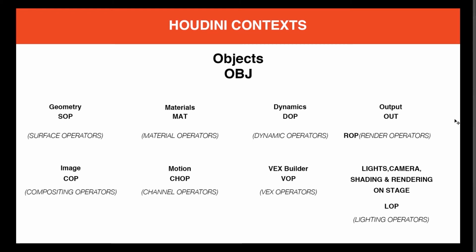In the same manner we'll be using the MAT context. Whenever we are creating any material for any object or for any geometry, we'll be getting into the MAT context, and for dynamics we'll be using the DOP network. Within the DOP network we'll be using different types of operators which create dynamic simulations, and they come within this category. At the end, when we are going to render out images, we'll be going into the OUT context.